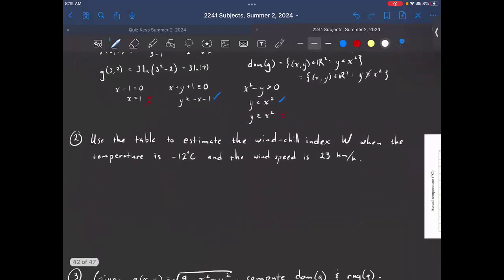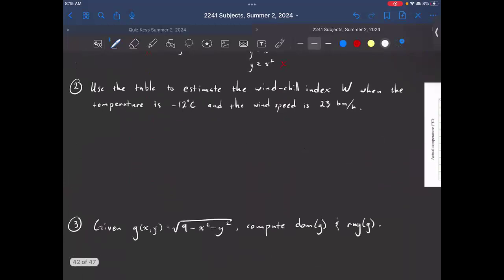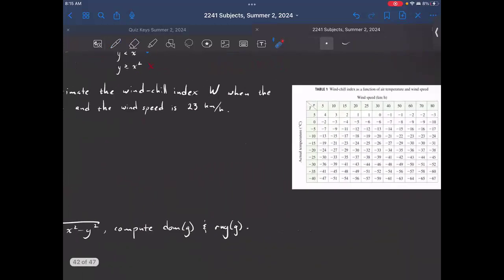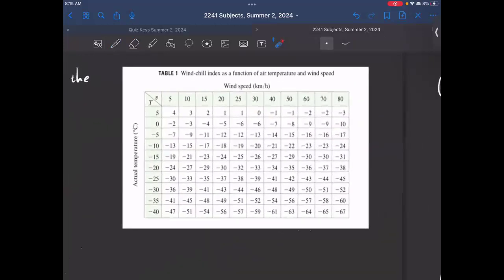Right. So now, what's our next problem? It says use the table to estimate the wind chill index W when the temperature is minus 12 degrees C and the wind speed is 23 kilometers per hour. All right, so let's have a look at this table over here.